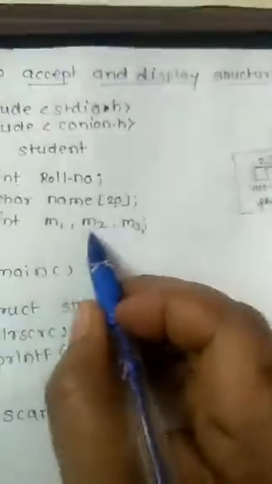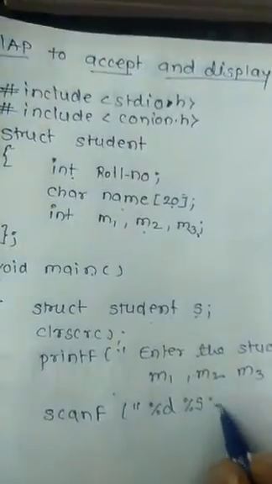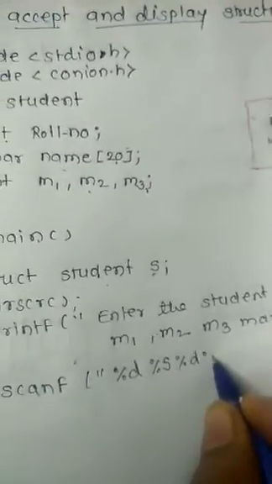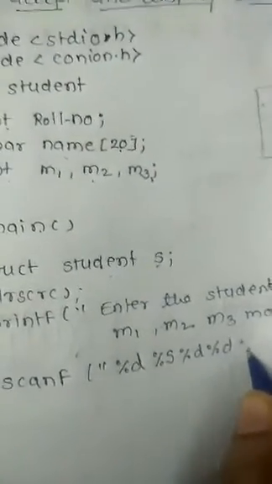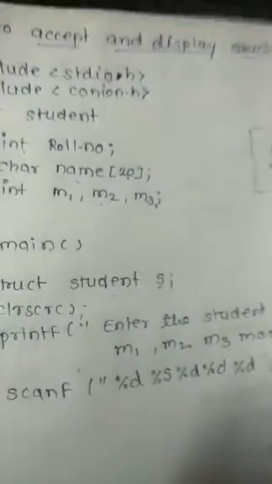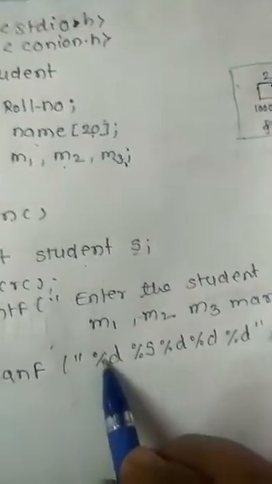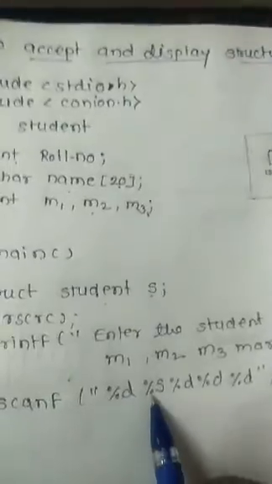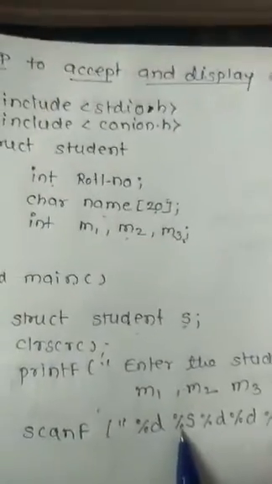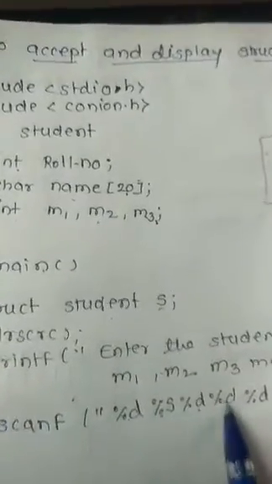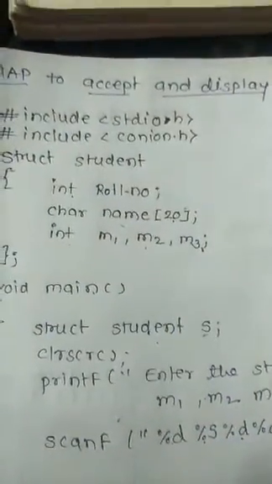Then M1, M2, and M3 are once again integer type data, so you need the format specifier %d, percent d and percent d. This is the format specifier. This is for the roll number because it is an integer. This is percent s because it is a string. It is percent d and percent d for my integers M1, M2 and M3.